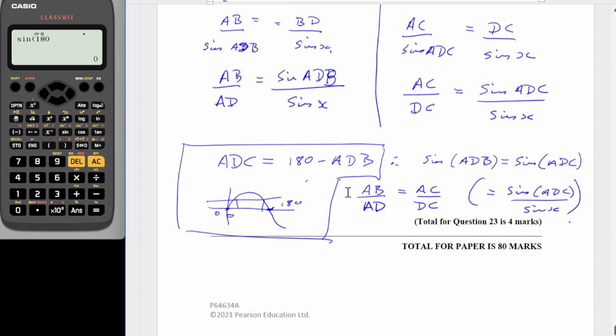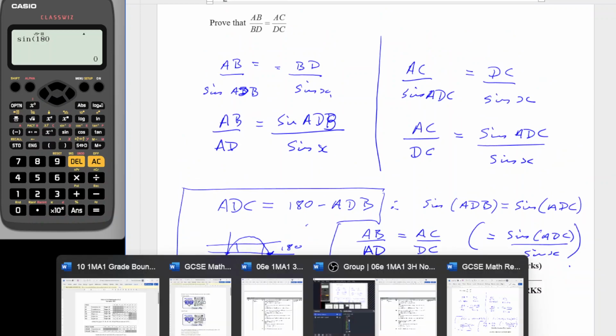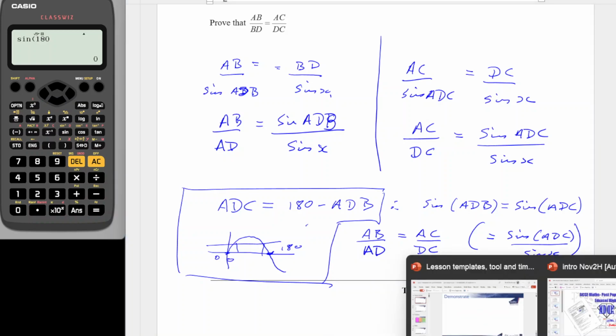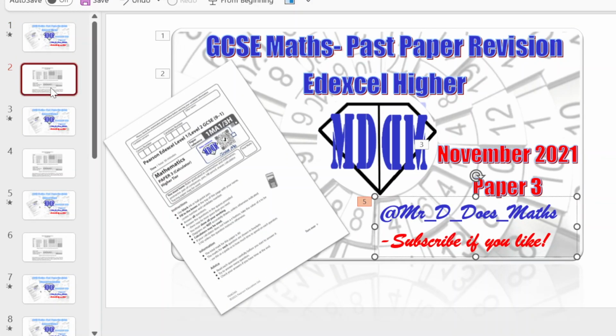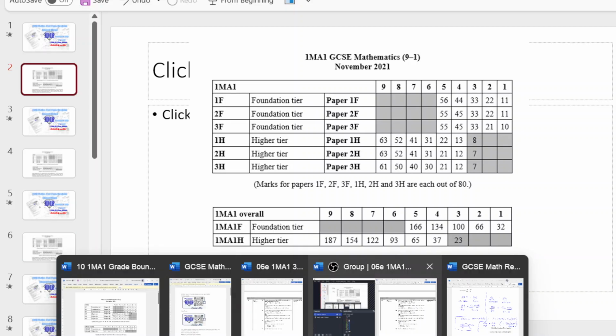But that brings us to the end of that paper. Before I sign off, I just want to show you the marks, the grades, and then a quick look at the skills for this paper. So, grade boundaries for that paper. You're looking at 12 marks for a 4, 21 for a 5, 30 for a 6, 40 for a 7, 50 for an 8, and 61 for a 9.